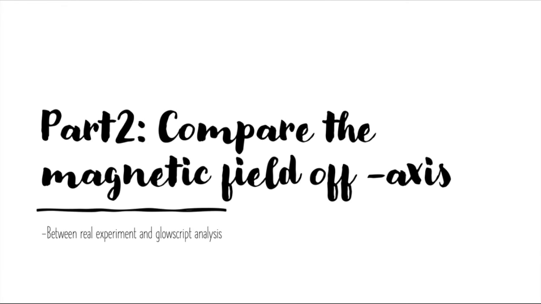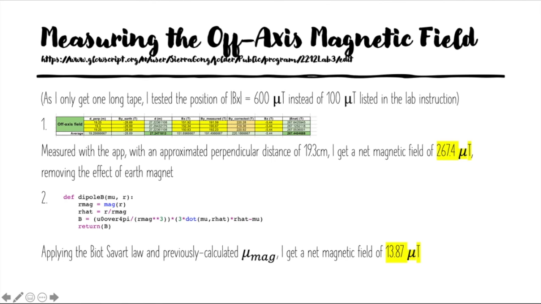Part 2 is to compare the magnetic field off-axis between the real experiment and closed group analysis. In this part, I try to measure the off-axis magnetic field, and as I only got one long tape, I tested the position of Bx equals 600 μT instead of 100 μT listed in the lab instruction.